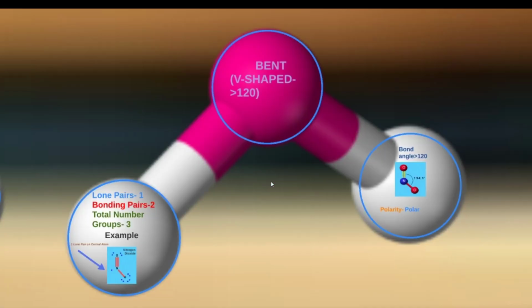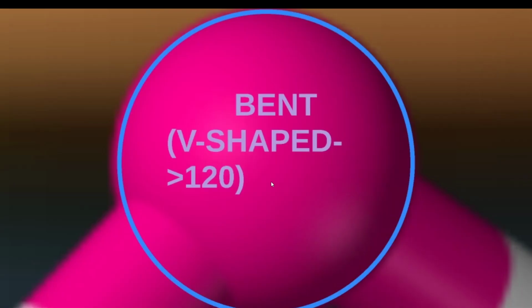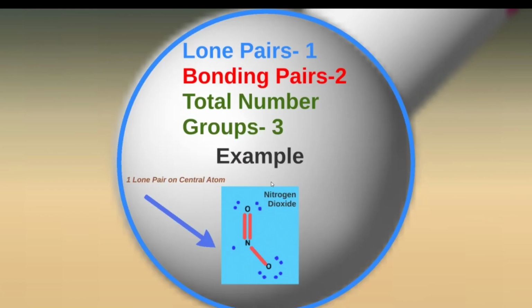Next is a V shape. For this particular one, this is a 120 degree V shape. This is one where it has 2 bonding pairs, 1 lone pair, and a total number of groups of 3. So what's going on here is that we have this lone pair group here, and this lone pair group is affecting the bond angle of these right here.